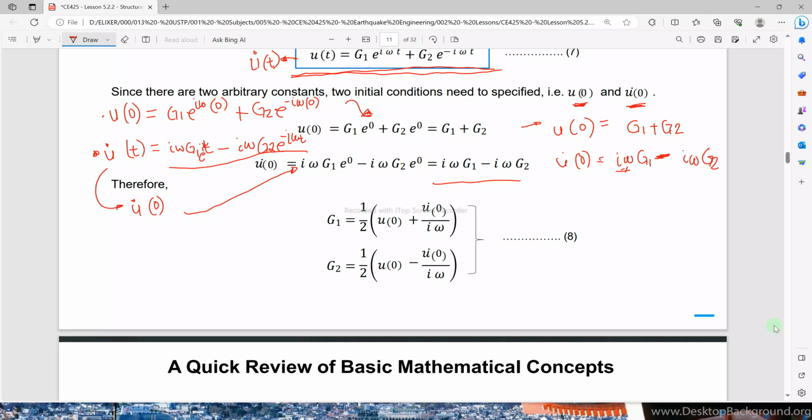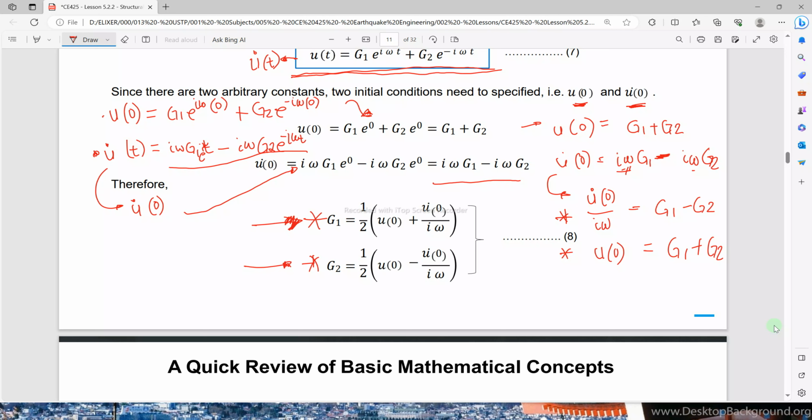So we just divide by i omega. This equation, we will have U dot of 0 over i omega, multiplying the equation by 1 over i omega, which is equal to G1 minus G2. And then we have U of 0 is equal to G1 plus G2. So if we add these two equations, we can solve for G1. This will be our G1. And if we subtract both equations, we can solve for G2. And this will be our G2.